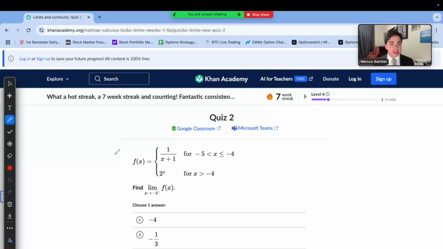Today we're going to be continuing with our study of Unit 1, Limits and Continuity of AP Calculus BC. We're going to be solving a lot of these limit expressions today, so a lot more calculus heavy, a lot more calculation heavy.